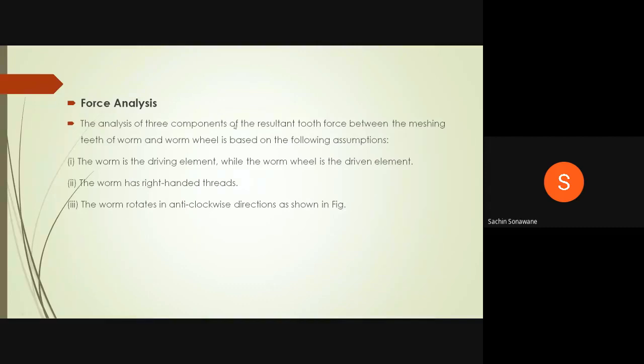The analysis of three components of the resultant tooth force between the meshing teeth of worm and worm wheel is based on the following assumptions. The worm is the driving element while the worm wheel is the driven element. The worm has right-handed threads. The worm rotates in anti-clockwise direction as shown in figure.